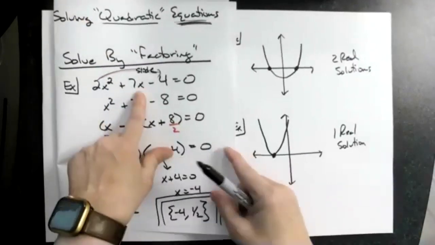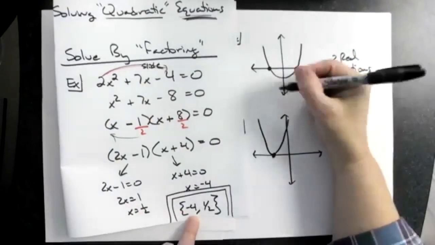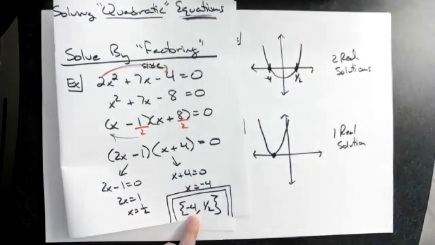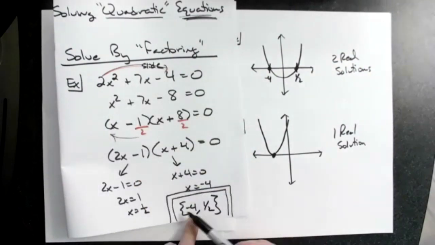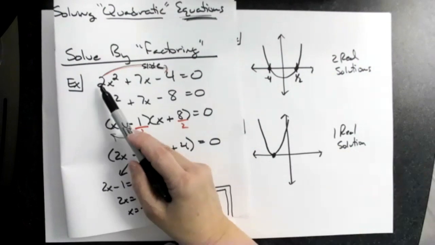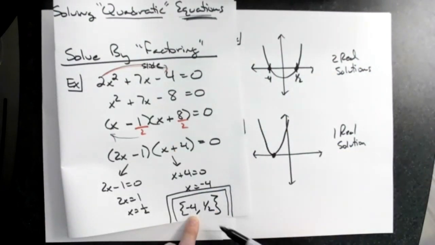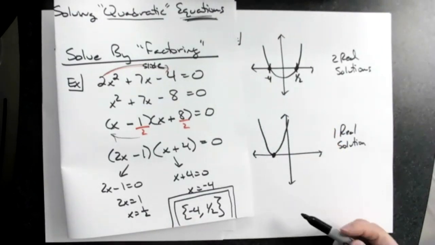Okay, this one right here, it's going to look like this. And this number is -4. This number is going to be 1/2. I mean, it's not drawn to scale, but it's a quadratic. I know I have 2 real solutions. It's going to be upright because it's a positive leading coefficient. I know it's going to go through -4 and 1/2. Obviously not drawn to scale there, but we get the idea.